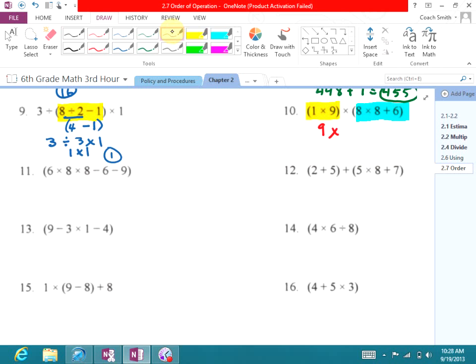Okay, we're going to multiply 8 times 8, which is 64 plus 6. I still have my parentheses. So what is 64 plus 6? 70. So I'm going to take 70. Now my parentheses is gone, and I'm going to say 9 times 70. 9 times 7 is what? 63. Just add the 0. So 630. Okay?